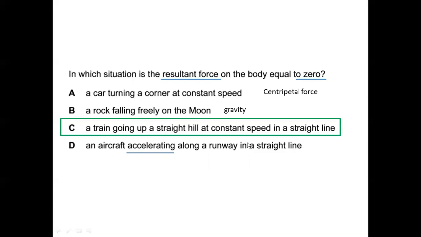Why? Because it says here that the train is traveling at constant speed in a straight line. Constant speed in a straight line means uniform velocity or constant velocity. Constant velocity means zero acceleration. And zero acceleration pertains to zero net force.